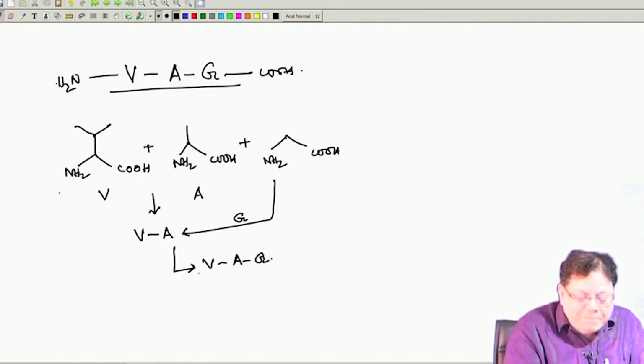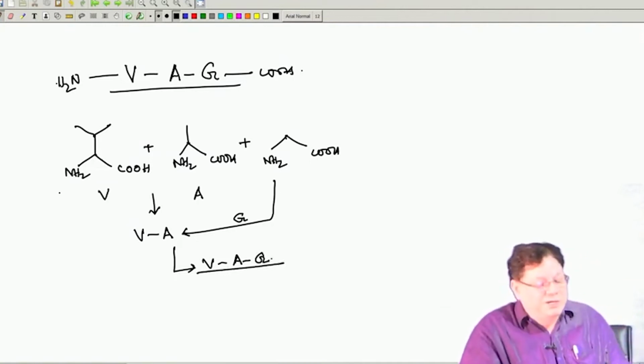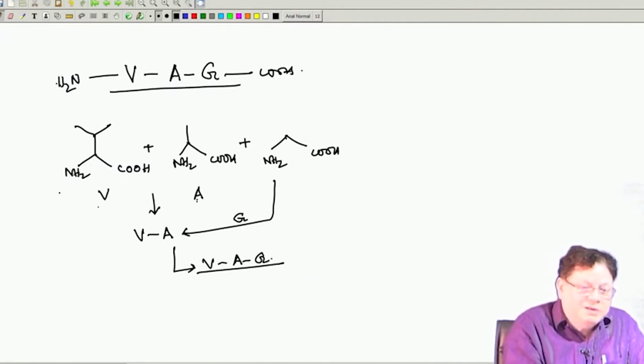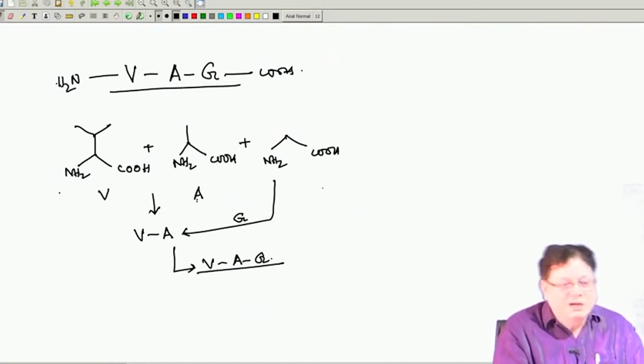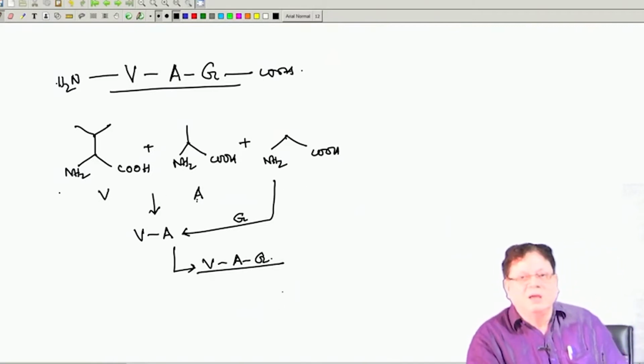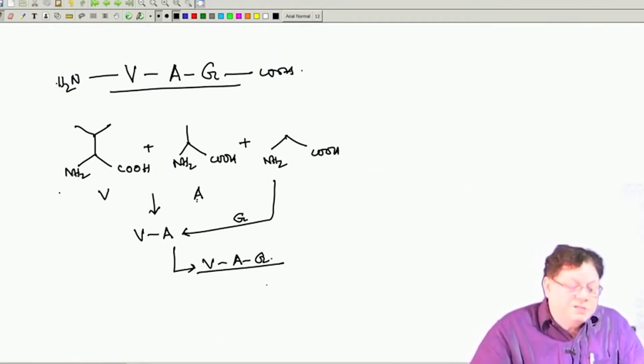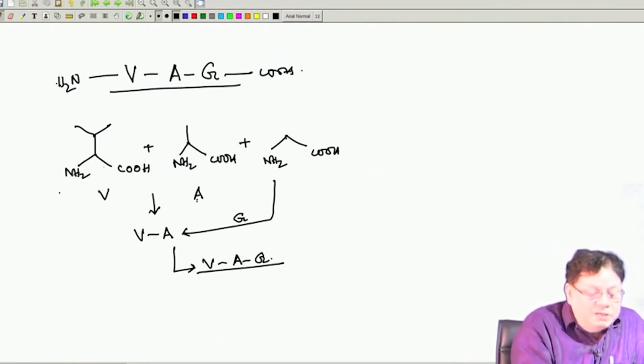So, that could be my strategy, or the strategy could be that somebody might say that okay, I will first combine A and G. So, I will make AG and then I will add the V to make VAG, that is also possible. From both directions you can synthesize the molecule.